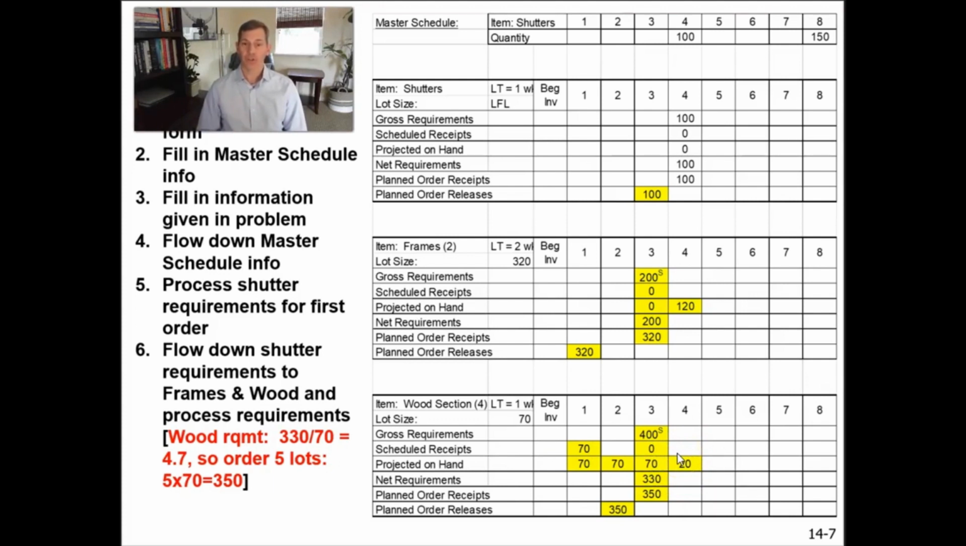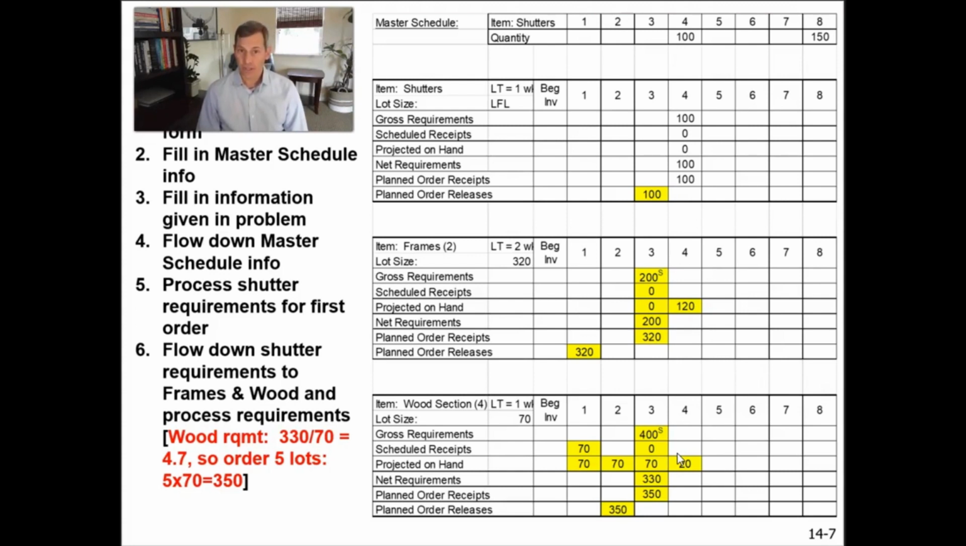You need 400 wood sections. That's your gross requirements. You have 70 that are open, and they will arrive in week 1. They sit there in inventory until week 3 until you use them. So your net requirements are 330. This is not a lot-for-lot scenario. You can't just make or buy 330 units.